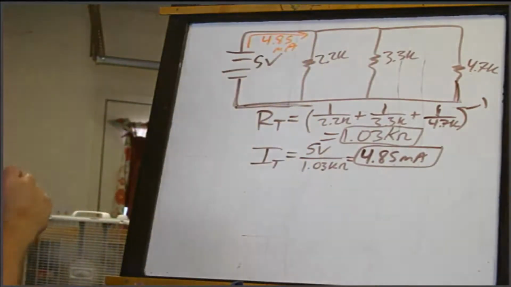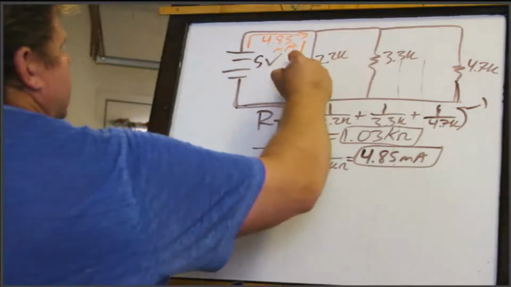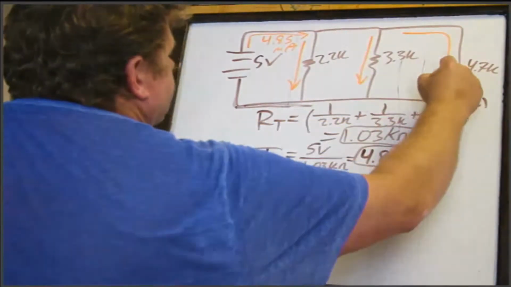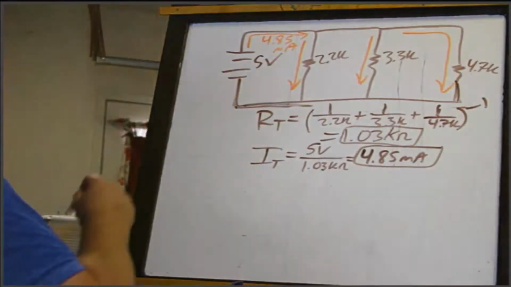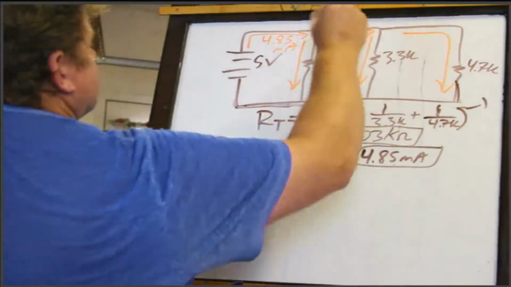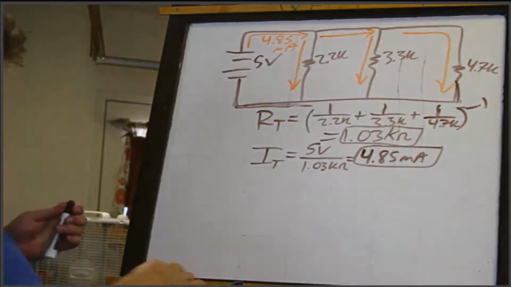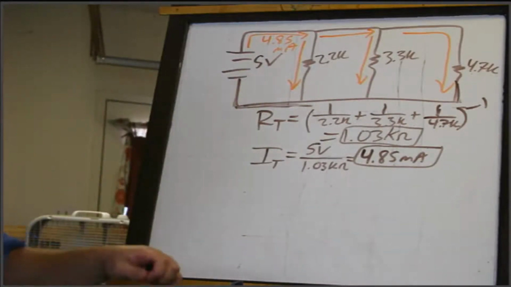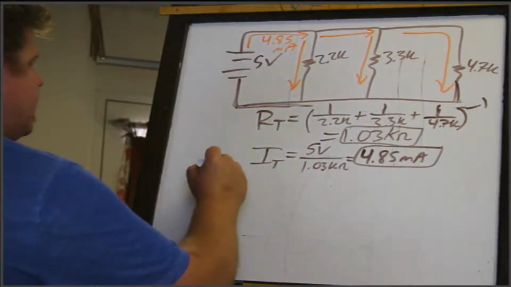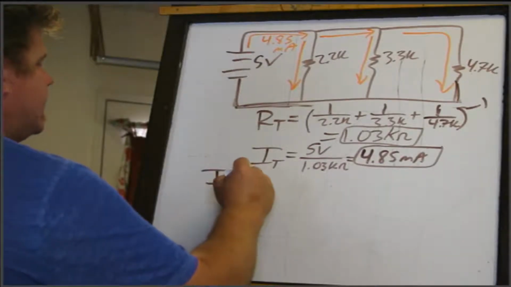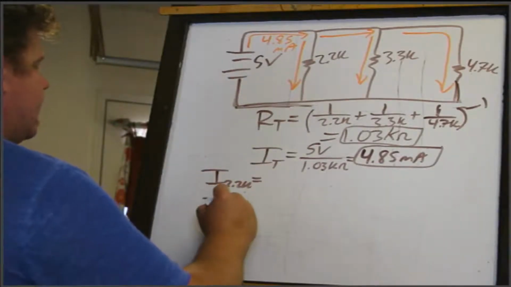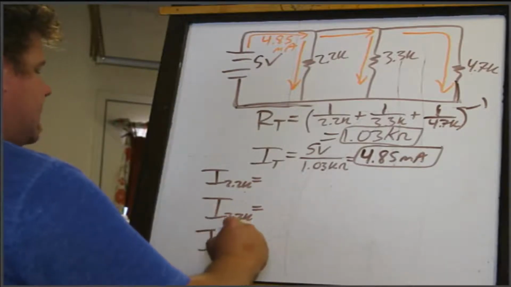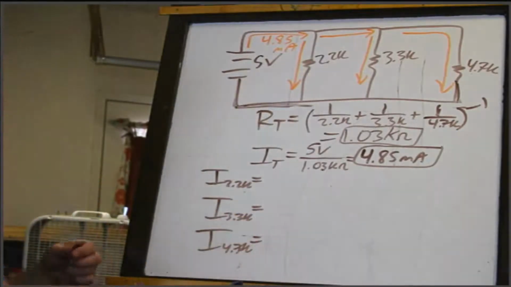Okay? And so now we know it's going to go here, here, and here. All right. Well, now my next 3 questions are obviously going to be, what is the current through the 2.2K? What is the current through the 3.3K? What is the current through the 4.7K? How's that all split up?